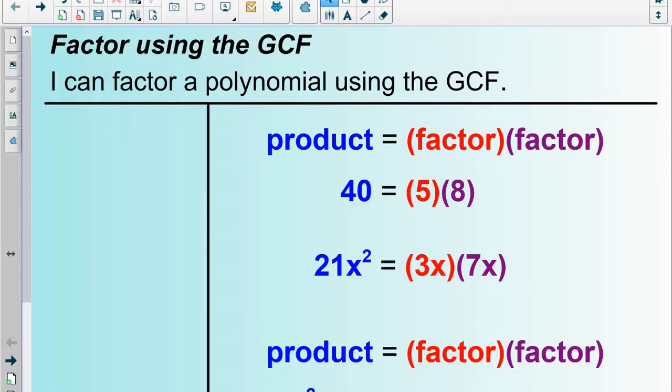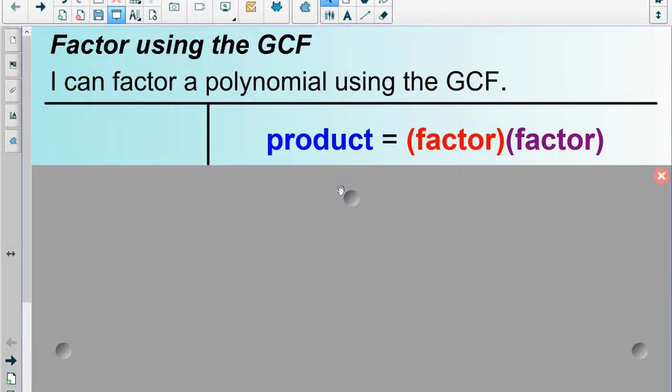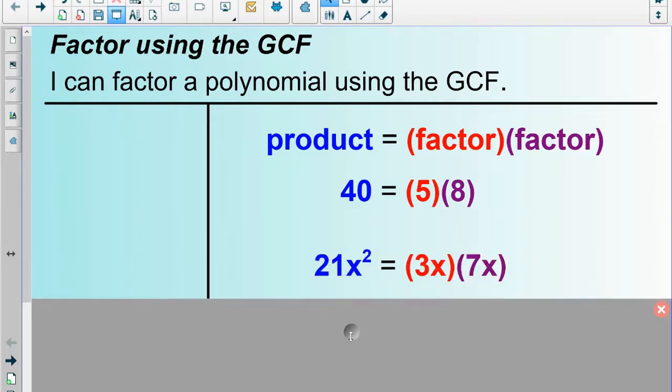So let's go back and do a quick review of what it means to be a factor versus a product. So we saw earlier this unit that a product is the result of a factor times a factor. For example, 40 is the product, 5 and 8 are factors of 40. And of course there's more than that, but 5 and 8 just happen to be two of the factors of 40. With a monomial, we saw that 21x squared can be the product or just the regular term, but you could factor that or break it into smaller parts like 3x times 7x, which gives you 21x squared.